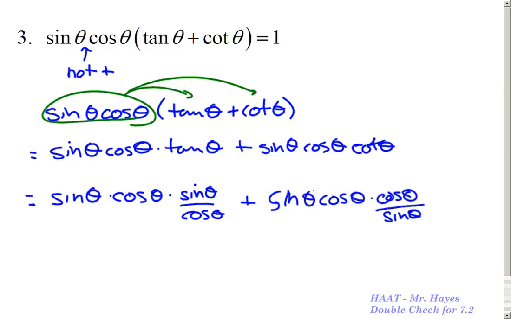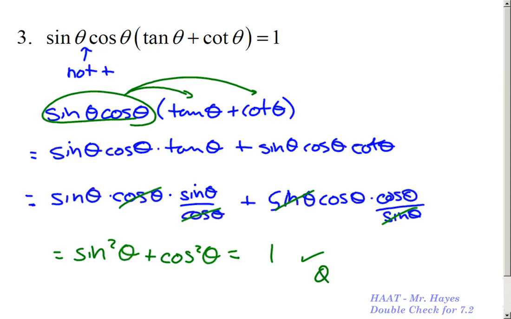Here the sines are going to divide out because it's all multiplying. Here the cosines are going to divide out because it's all multiplying. So you get sine squared theta plus cosine squared theta. Remember, the squaring is not on the theta, it's on the trig functions itself, and that's going to equal 1 by the Pythagorean identity. That one's done.